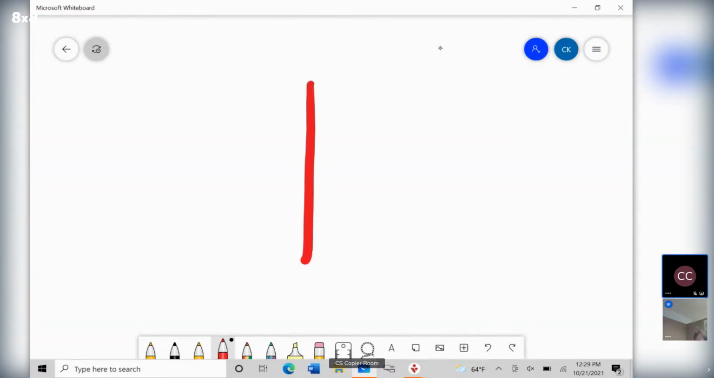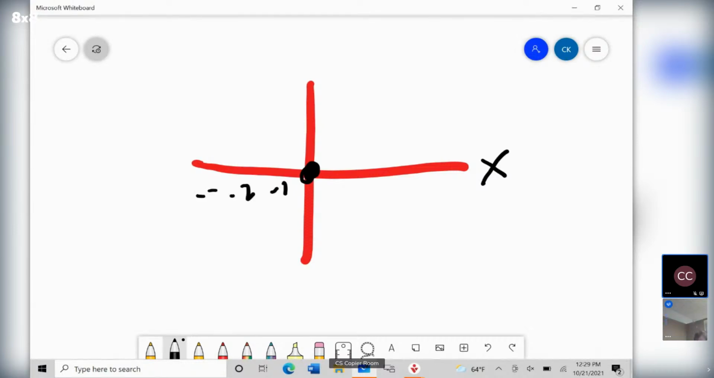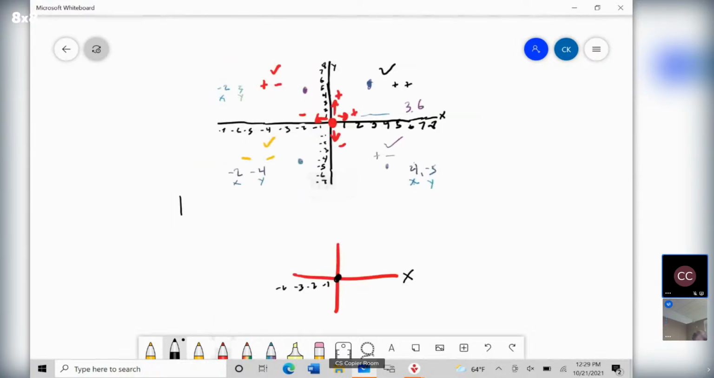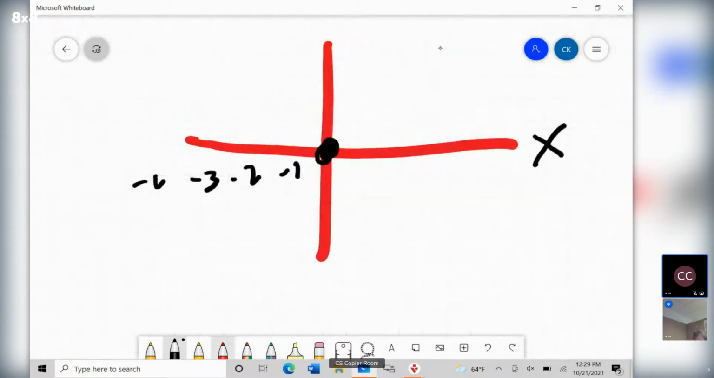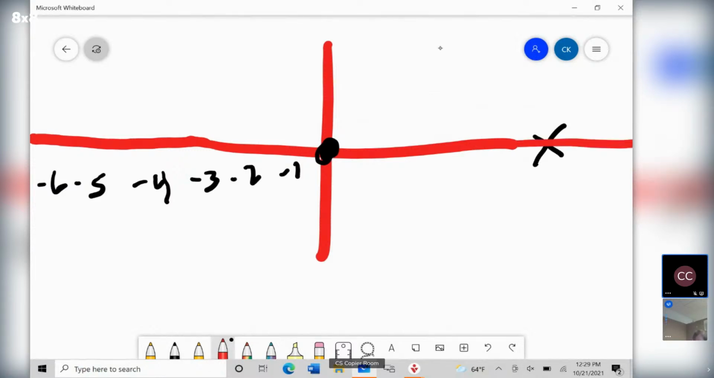And I'll do it in black. That's a 0. So anything over here moving left on the x-axis is going to be negative. So we would have like -1, -2, -3, -4. Let me draw this out a little further. -5, -6. And to the right, it's going to be 1, 2, 3, 4, 5, 6.